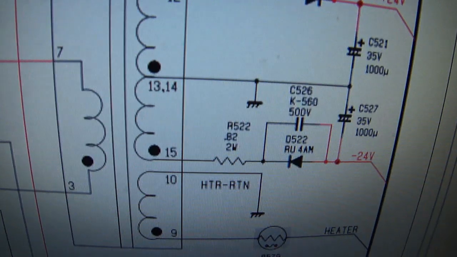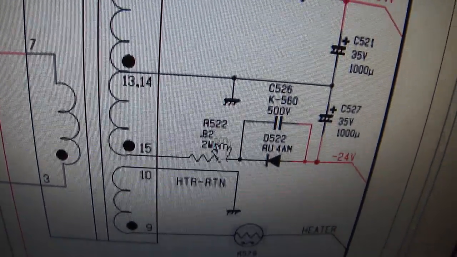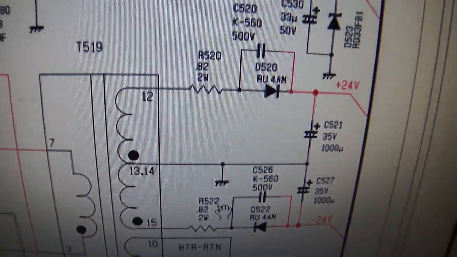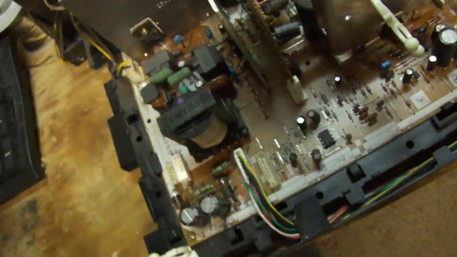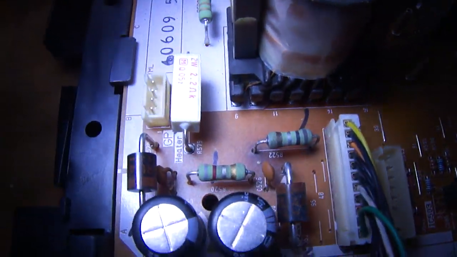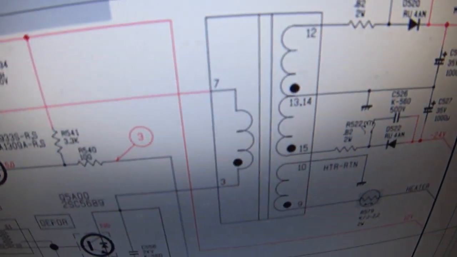So with that said, these two resistors, 520, 522, which are 0.82 at 2 watts, they are open circuit. And if you read closely here, as soon as I grab my light, R522, and R520. They are open circuit.